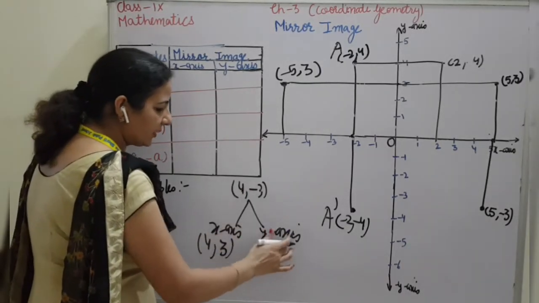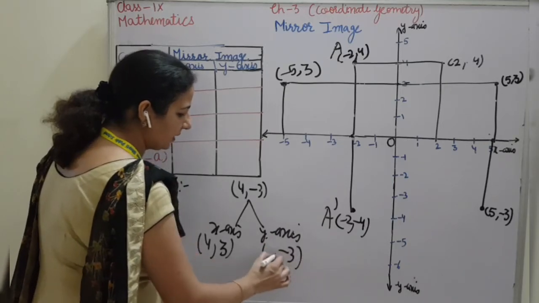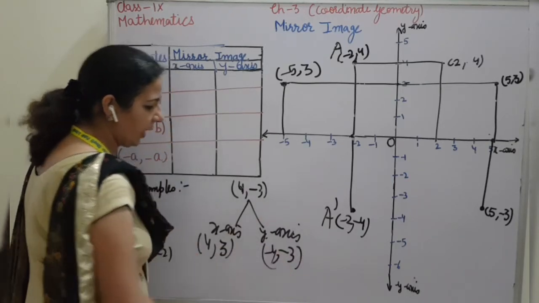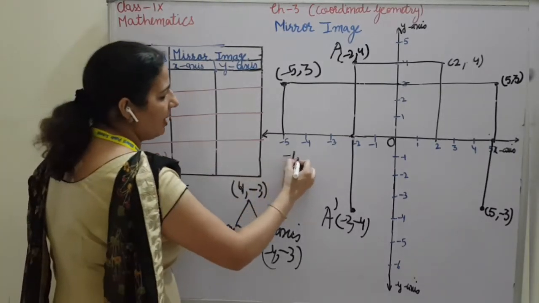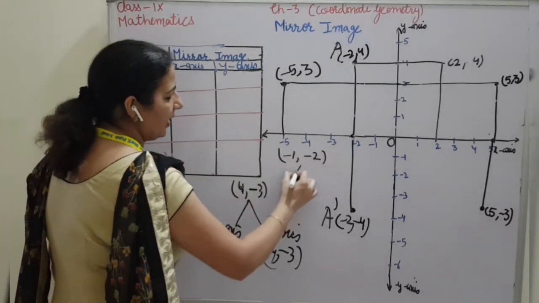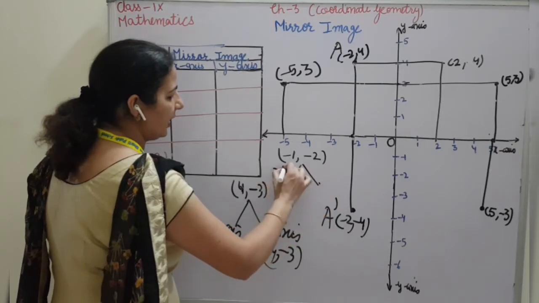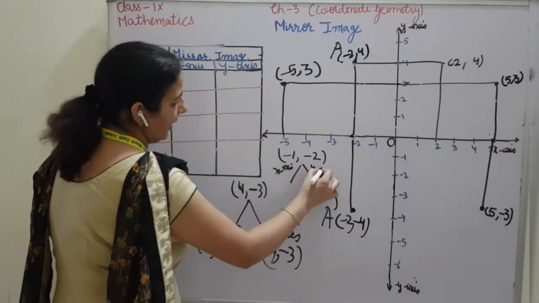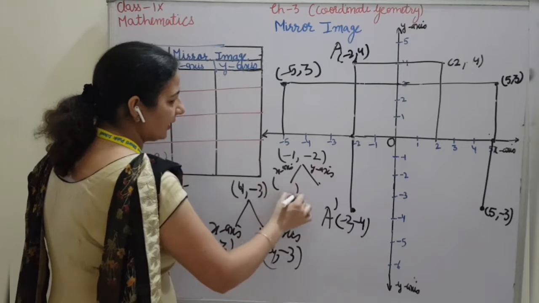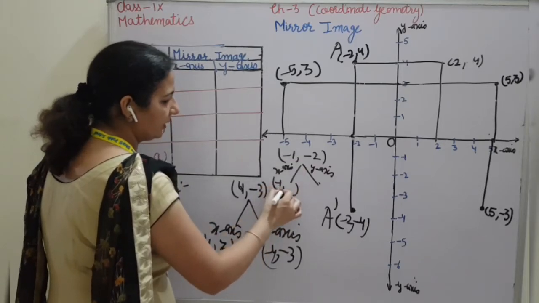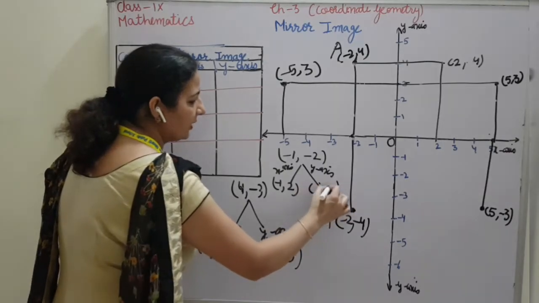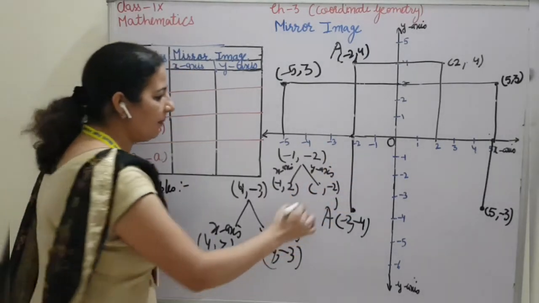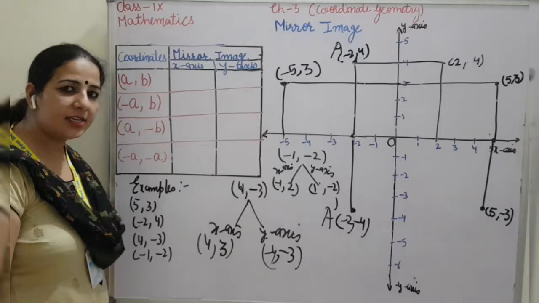From the y-axis, the y point will be the same. X will be changed in sign. So (-4, -3). The mirror image from the x-axis and from the y-axis: from the x-axis, the x point will remain the same, y will be changed. From the y-axis, the y point will remain the same, x will be changed. Clear, students?